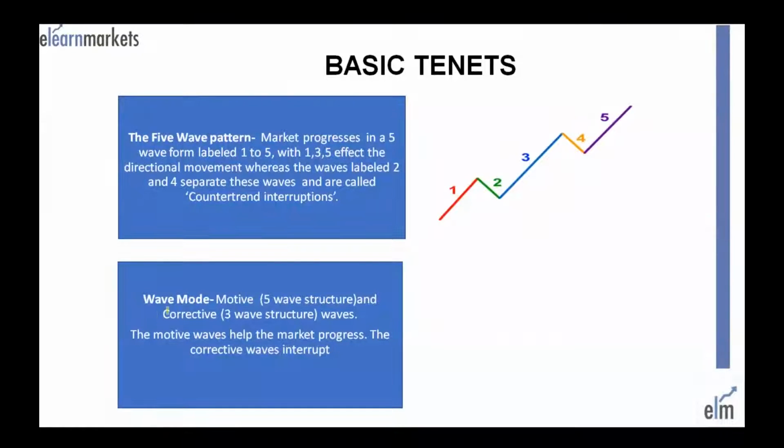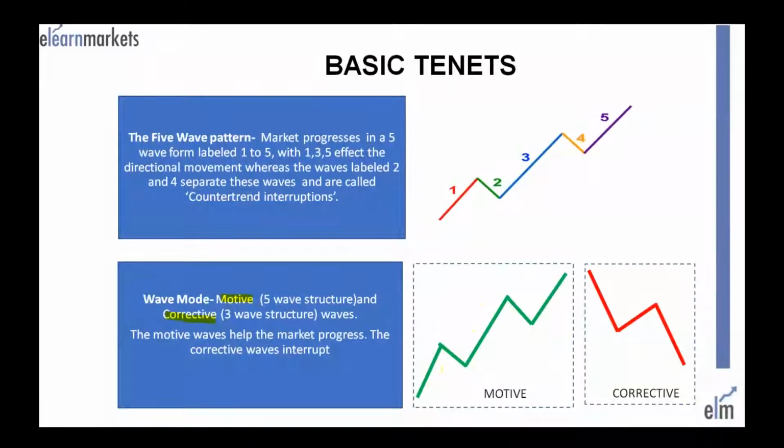The second tenet is the wave mode. There are 2 wave modes, the motive wave and the corrective wave. The motive wave comprises 5 waves and it is in the direction of one wave of 1 degree larger. In the beginning, it is very much possible that you get a bit confused with the terms, but I request you to stay with me, keep patience and pay attention. For now, just know that motive waves are comprised of 5 waves and corrective waves are comprised of 3 waves. The motive waves help the market progress, whereas the corrective waves interrupt the progression.